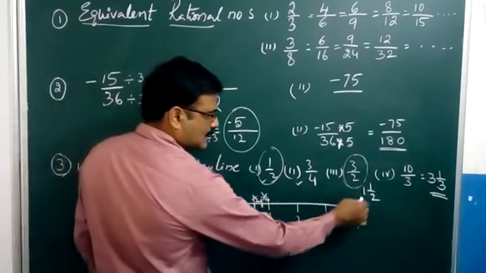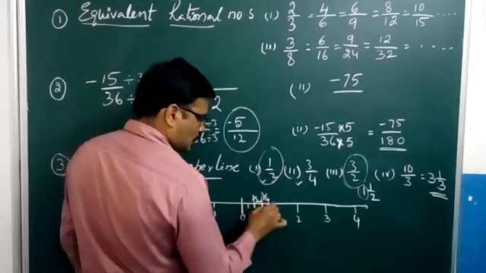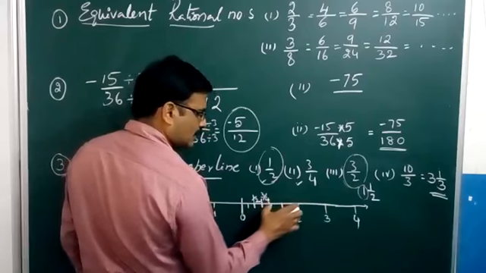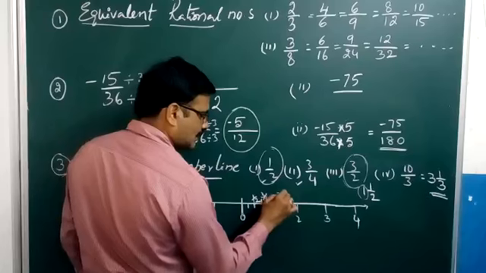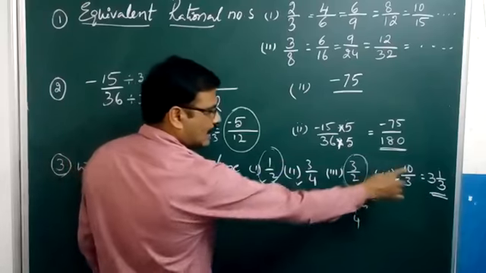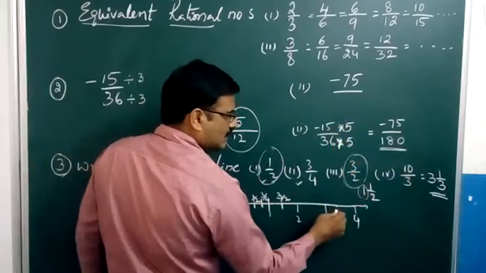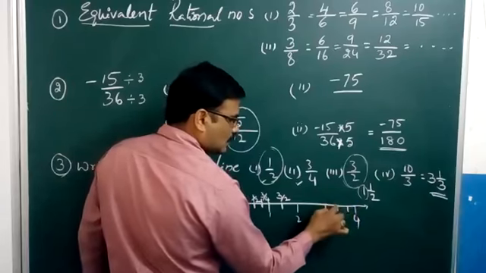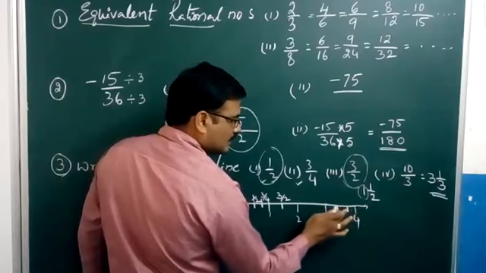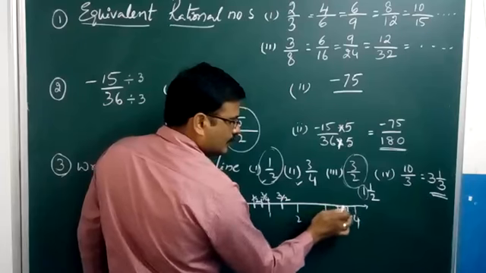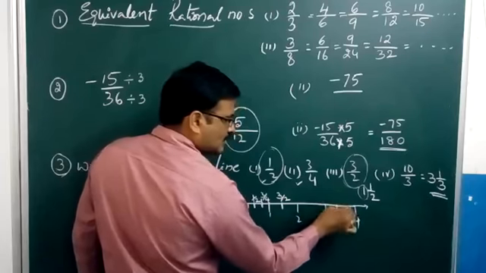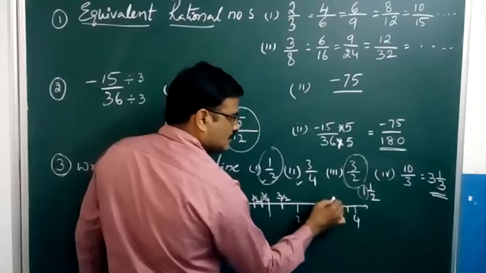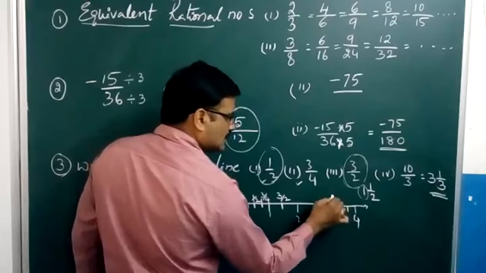Next, coming to the third one, 1 and 1 by 2. So 1 complete whole and 1 by 2 is here. So half of the 1 to 2 is here. So this can be written as 3 by 2. And the last one is 3 and 1 by 3. So this can be divided into 3 equal parts. So this is 1 by 3, this is 2 by 3, and this is 3 by 3, which is nothing but 1. So you can take it as 3 by 3 over here. So it is 10 by 3.